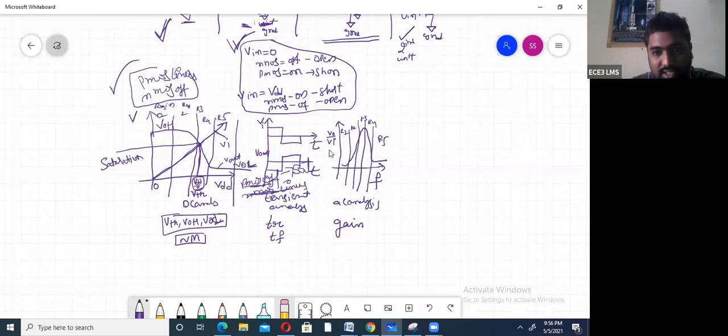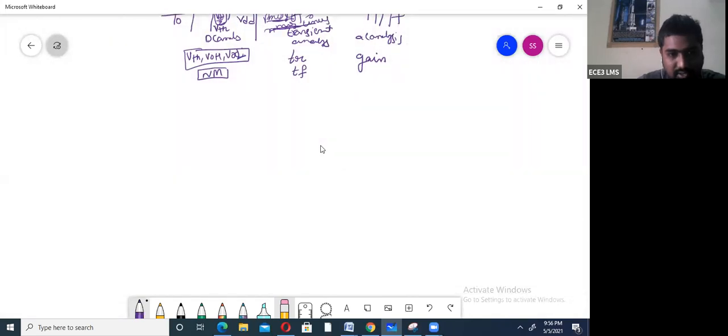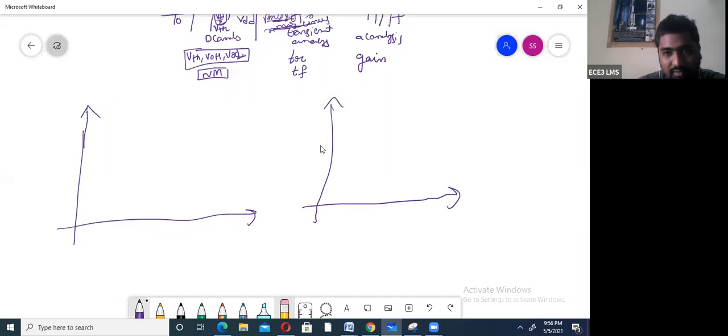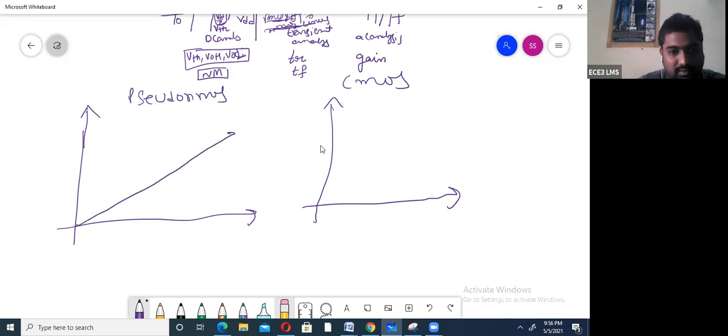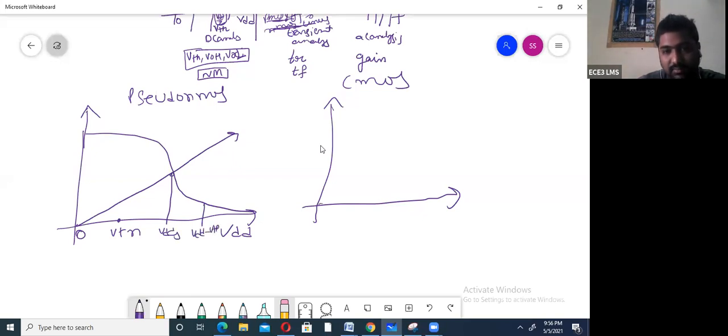So I will differentiate clearly the region of operation for pseudo NMOS and for CMOS inverter. This is CMOS inverter, this is pseudo NMOS. This is the input signal, and we are varying it from 0 to VDD. Here you will get VTN, exactly in the middle you will get VDD by 2, then here you will get VDD minus VTP, here VDD. Here also the same. For DC analysis, because it is an inverter design, the graph is the same.